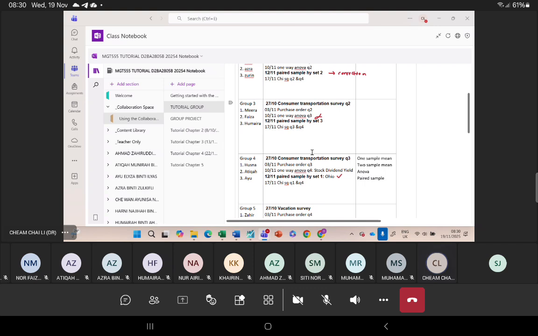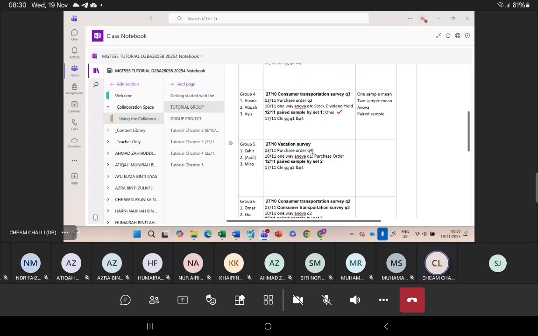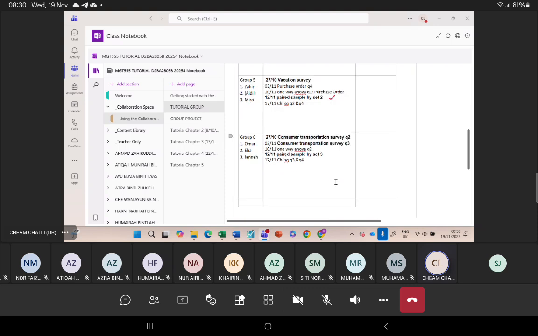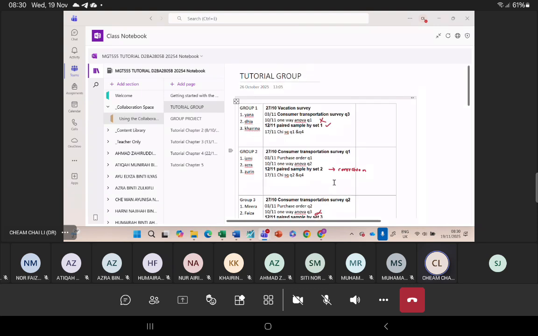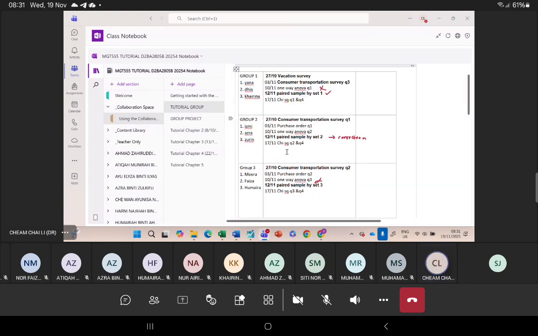Okay, so only two groups answered question 2. Now we go to question number 3. Question 3 is also quite easy because the question is to check for the difference, right? So you need to put a not equal sign in the alternative hypothesis.